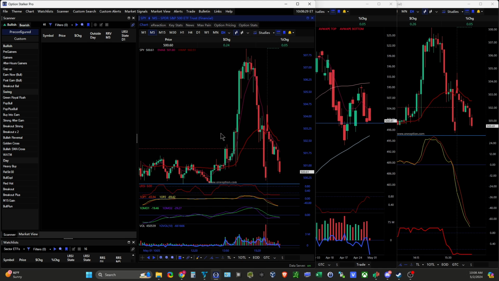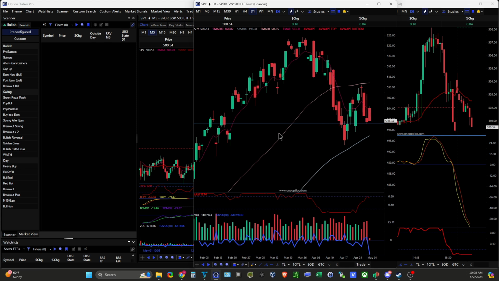It's a roller coaster. FOMC, not good to trade. So I would definitely recommend never trading over a FOMC statement. So that is why 500 is a possible support or resistance level.